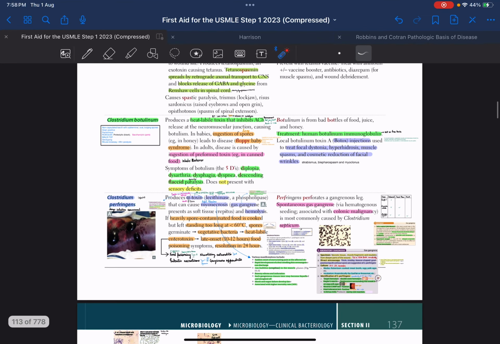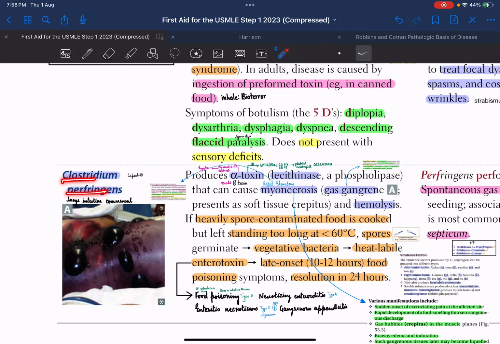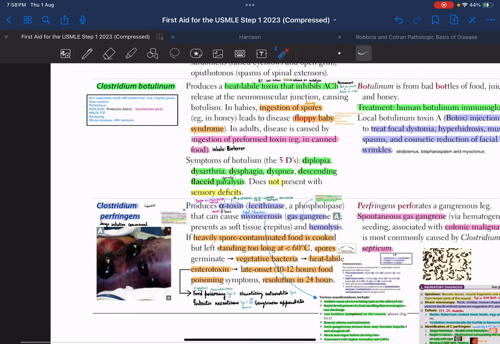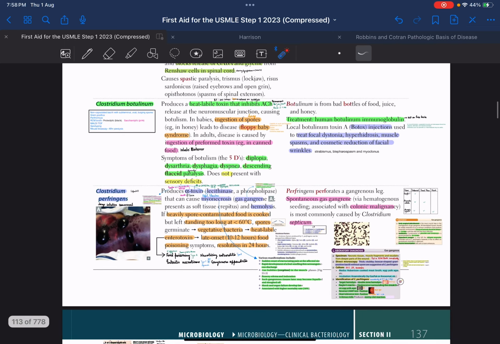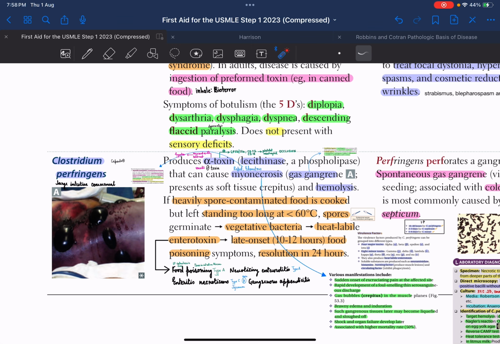Okay, so now we'll be talking about Clostridium perfringens. Clostridium perfringens is basically a gram-positive spore-forming obligate anaerobic bacilli. Gram-positive spore-forming obligate anaerobic bacilli. Okay, and this basically causes gas gangrene. So whenever you get a long question, it will be on gas gangrene.